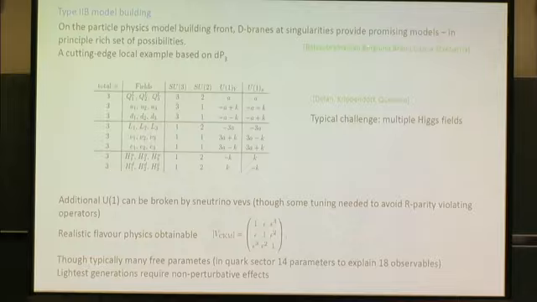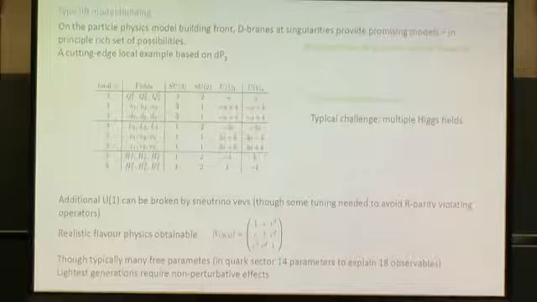So there are, in principle, I think, a very rich set of possibilities for models you can construct with branes at singularities. So I won't be able to cover all the possibilities, and let's not even cover all possibilities that give you realistic models, but let me just give some example, a cutting-edge example.